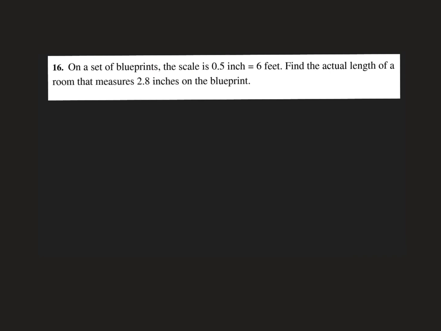Now let's take a look at a question from the study guide here. On a set of blueprints, the scale is 1/2 inch for every 6 feet. Find the actual length of the room that measures 2.8 inches on the blueprint. So I'm going to go ahead and set up my ratios. 1/2 inch for every 6 feet. Since inches came first, I'm going to write that 2.8 inches first. I'm going to put an F for feet.